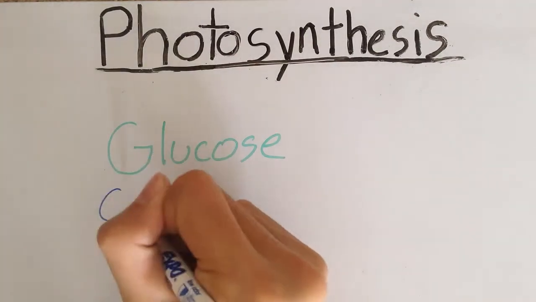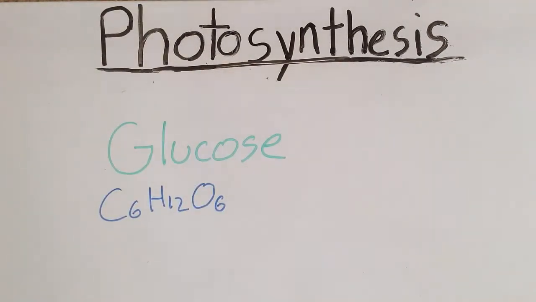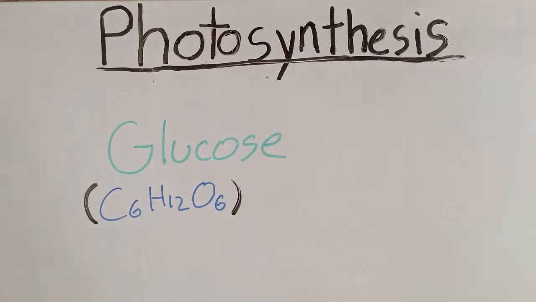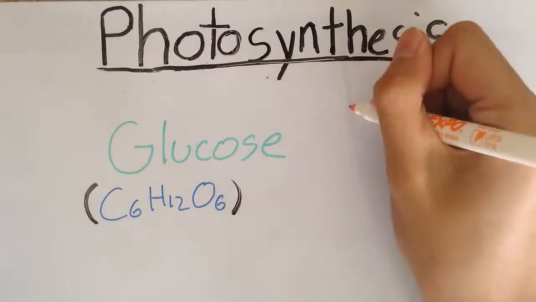Glucose is important to plants because it serves as an energy reserve, and it is also used to do cellular respiration.